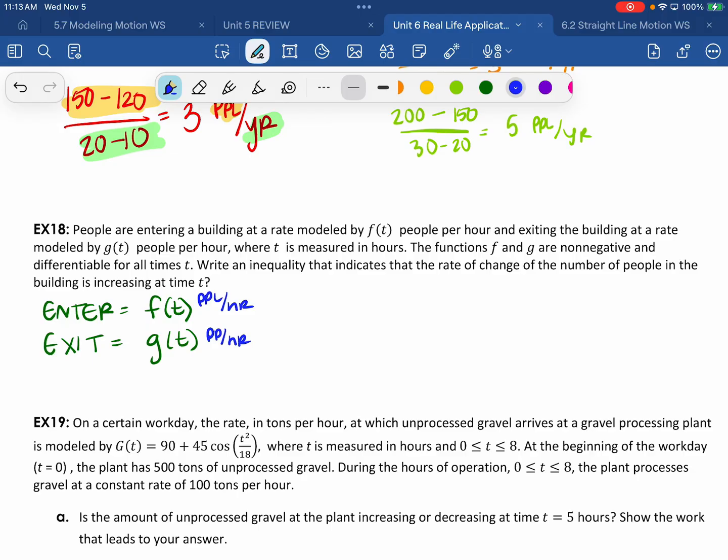And then the next part says write an inequality. So this is what it's asking for. The question is to write an inequality. What is an inequality? Less than, yeah, less than or a greater than sign. All right, so my end answer should have a less than or a greater than sign in it. And I want to write an inequality that indicates the rate of change, which are these two formulas right here because they're people per hour. So the rate of change of the number of people in the building is increasing at time t. So the number of people that are entering the building has to be what? Greater than.